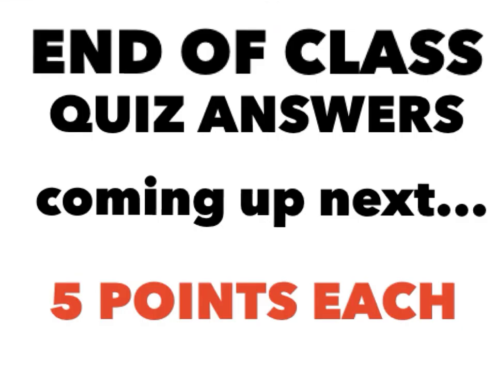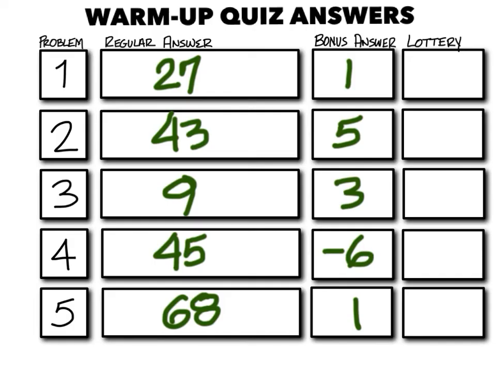The end of class quiz answers are coming up next, after all students have collected their paper from the table where I have photographed each one. Your answers are 27, 43, 9, 45, and 68. Those are 5 points each. Your bonus answers are listed. Those are 1, and your lottery are 1 as well. 2, 3, 7, 10, and 1.